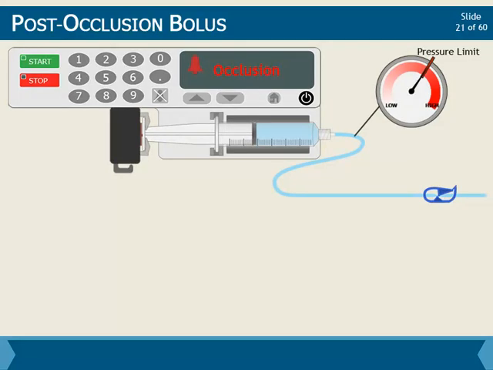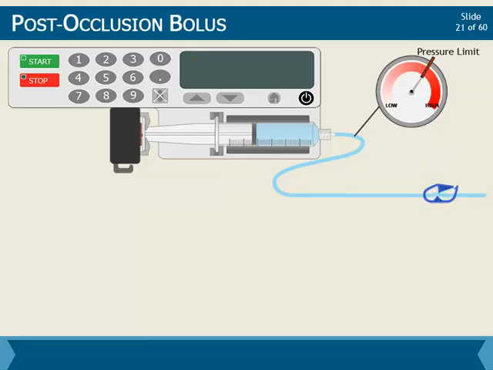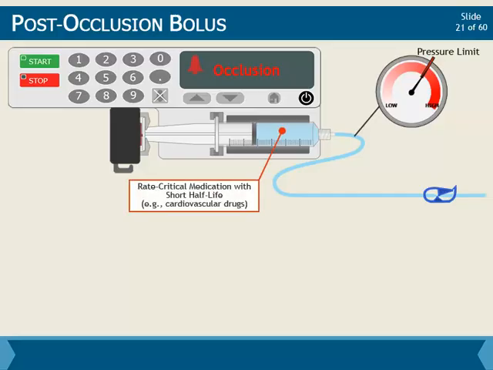For delivery of intermittent or bolus infusions, such as most antibiotics, a small bolus may not matter, and clearing the occlusion and restarting flow should be fine. However, in situations where you are delivering a rate-critical medication with a short half-life, such as a cardiovascular drug, you probably do not want to unintentionally administer a sudden bolus.